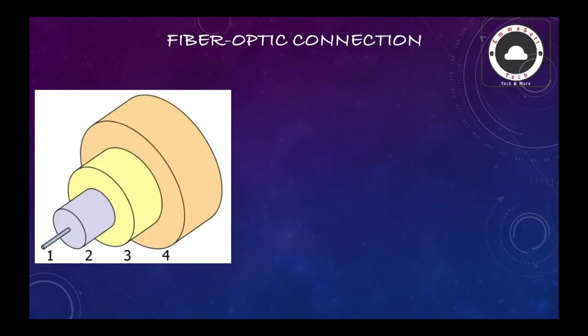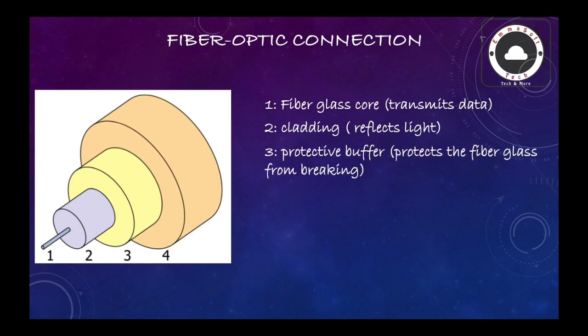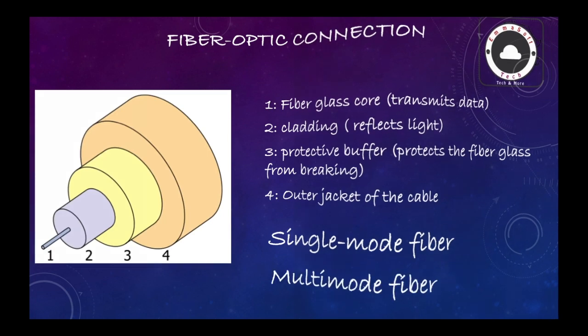So this is actually the layout of optic fiber, or the fiber optic connection, where we have the fiberglass which transmits the data, and then we have the cladding which actually reflects the light, and then we have the protective buffer which protects the fiberglass from breaking, and then we have the outer jacket of the cable. So we have two types of fiber cables. We have the single mode and then the multi-mode fiber. Let us look at them one by one.